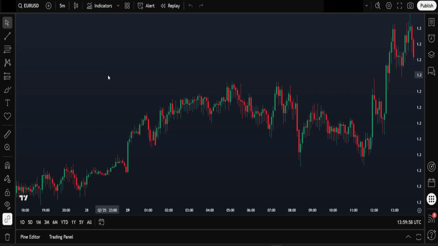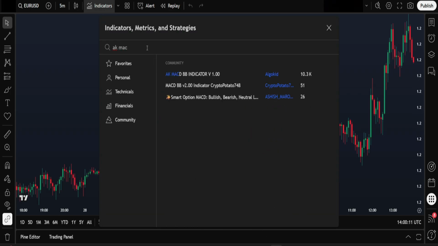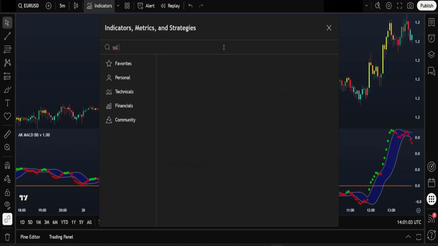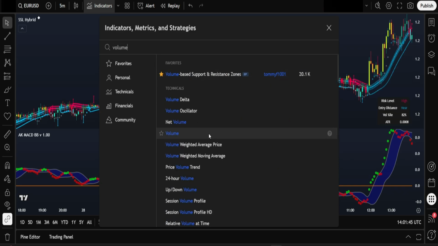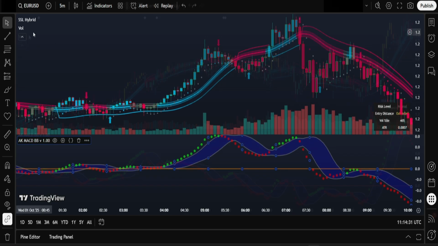We'll combine 3 tools in a very specific way. MACD BB by Algocade, our entry confirmation trigger, SSL Hybrid by MACD, our trend baseline filter, and Volume by TradingView, our participation check to avoid dead periods. The trigger tells us when, the baseline tells us direction, and the volume check tells us whether the move has fuel. Now that the indicators are added, we'll move straight into configuring them. I'll explain what to change, why it matters, and how each piece fits the checklist.